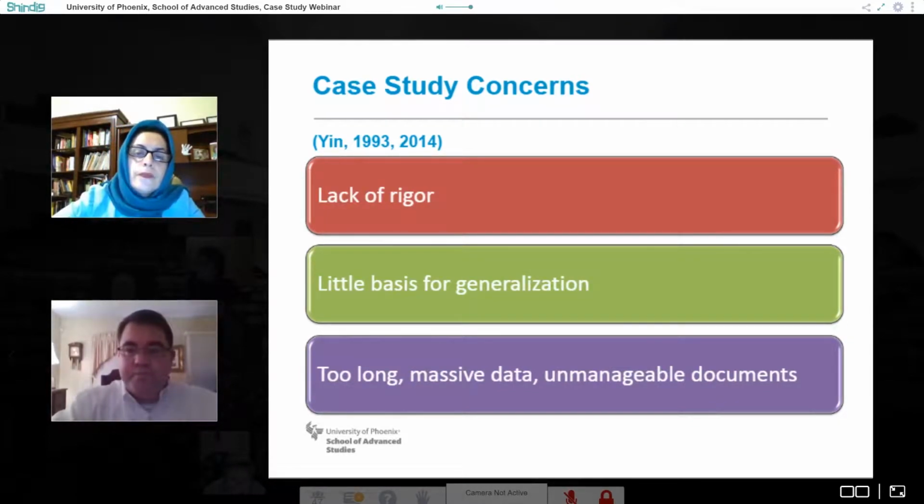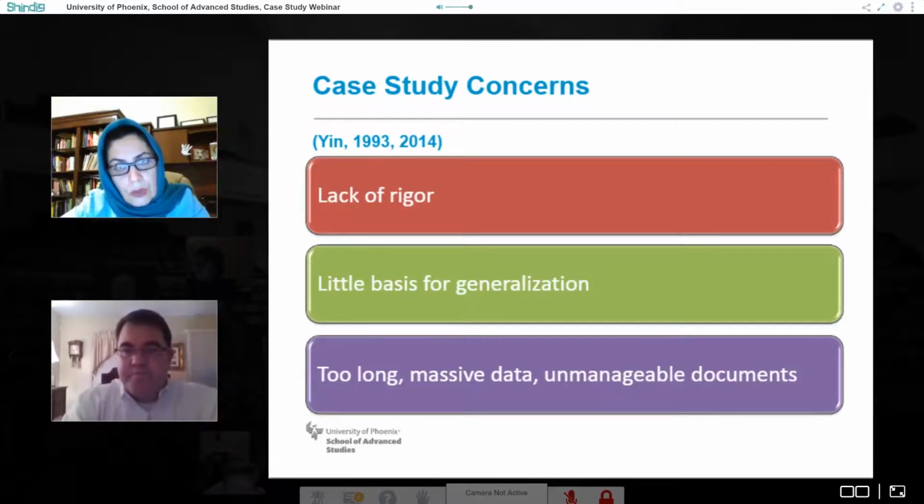Okay, and then there are a number of concerns that I mentioned. The first one is related to the rigor of the study, whether case studies are trustworthy or not. The next one is little basis for generalization, which is related to what I just said. You cannot generalize to a large population, only to a particular situation similar to your case. So there is a concern: what if we don't find a very similar context? Then there is a very limited area or context where you can actually apply your study. So yes, there is.